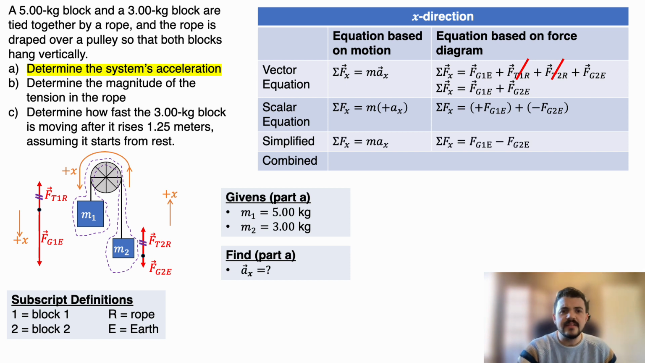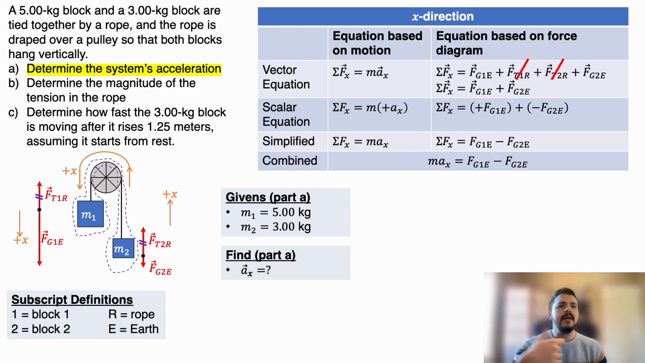Making this look a bit nicer, we can write this as net force equals mass times acceleration in the x direction, and we can write that just as gravity on block 1 minus gravity on block 2. And combining those, we see that the mass of our system times the acceleration in the x direction is equal to the gravitational force on block 1 by the Earth minus the gravitational force on block 2 by the Earth.